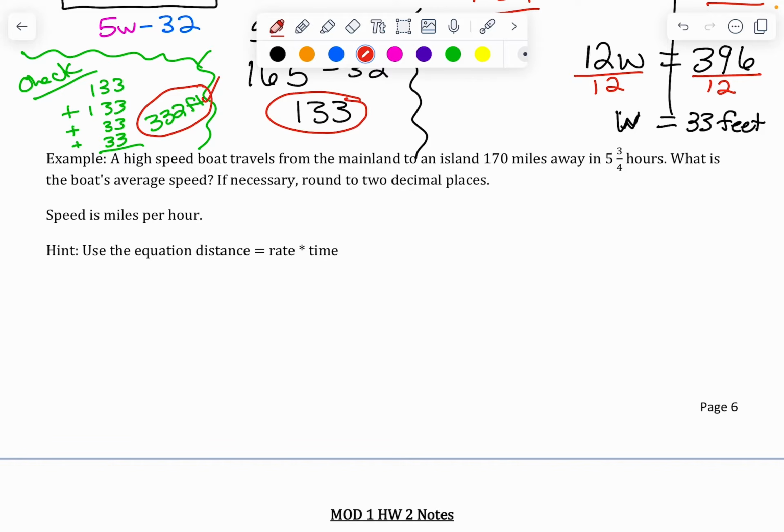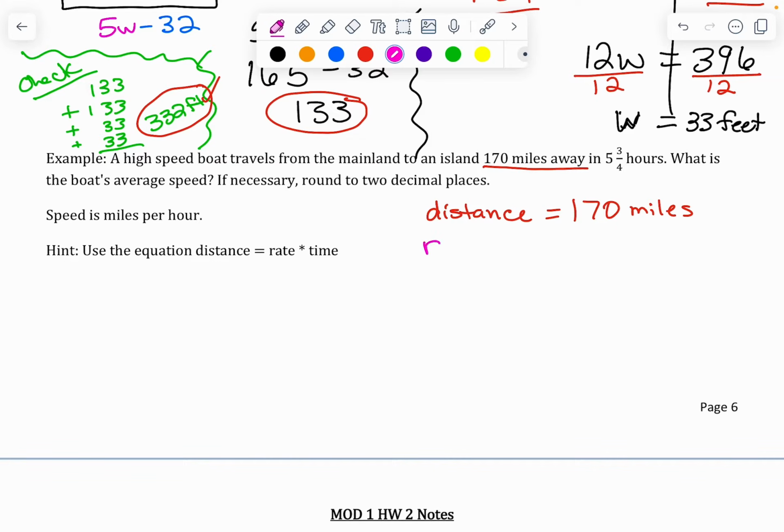A high-speed boat travels from the mainland to an island 170 miles away in 5 3/4 hours. What is the boat's average speed, if necessary, round to 2 decimal places? So this tells us that speed is going to be in miles per hour, and it gives us a formula. Distance equals rate times time. So let's label all of our parts. What is our distance that's being traveled? So our distance is 170 miles away.